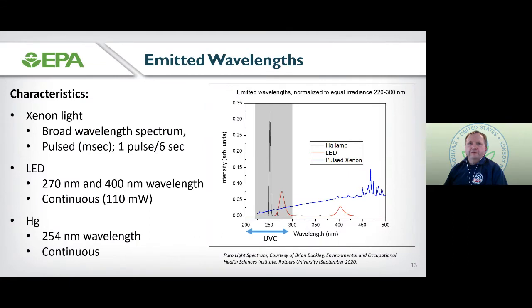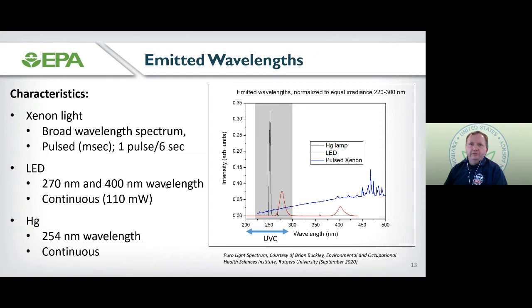So what are the differences? And that's where you see that things are a little bit more difficult than just saying UV is UV. For the xenon light, the wavelength spectrum that it emits is different from a light emitting diode and different from a mercury light. And that's illustrated in the graph here on the right side, where you see the wavelength on the horizontal axis and the intensity normalized to an equal irradiance in the UVC range on the vertical axis. And what you see is that for the pulsed xenon light, you have a very broad wavelength spectrum that extends well into the UVB and the UVA and even into the visible.